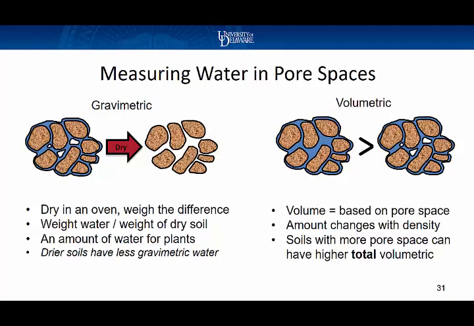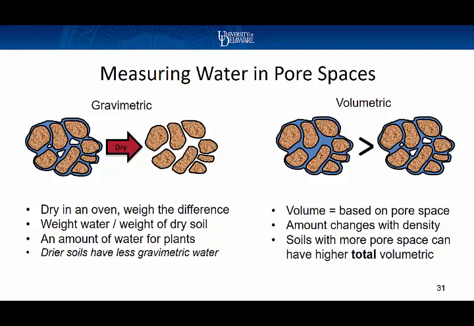So how do we measure water in pore spaces? You might have heard these terms before, gravimetric and volumetric. Most of the time we're measuring gravimetric, which is just weight, because it's easier. You take a soil sample, you dry it in an oven, you measure the weight loss, and that's how much moisture you lost. So that's gravimetric. Volumetric's harder. It's about how much total volume of water.